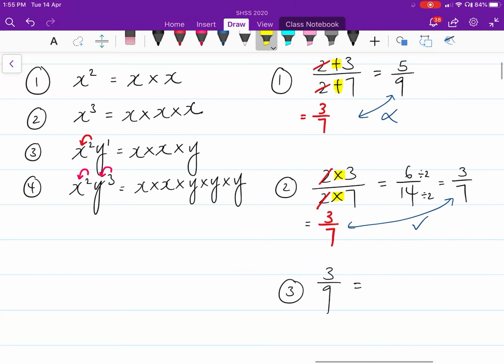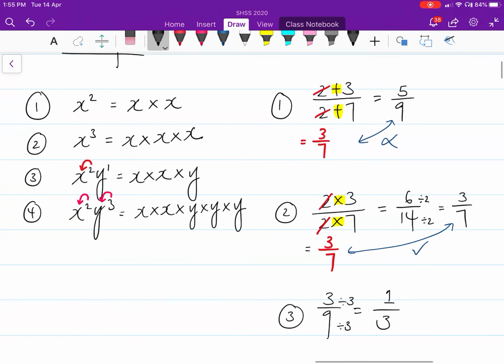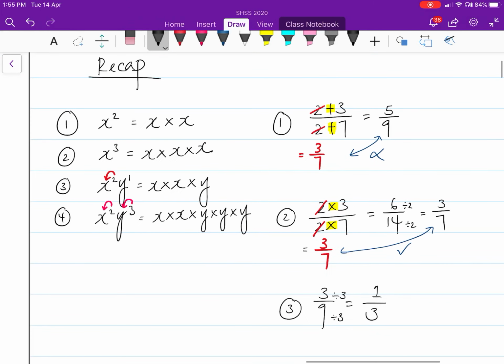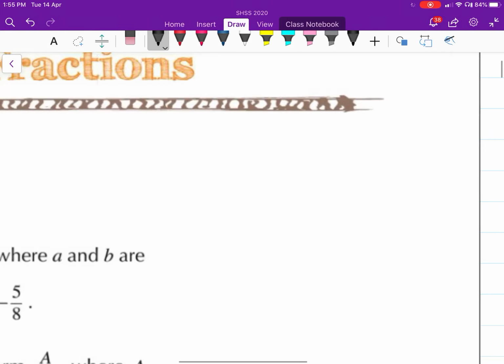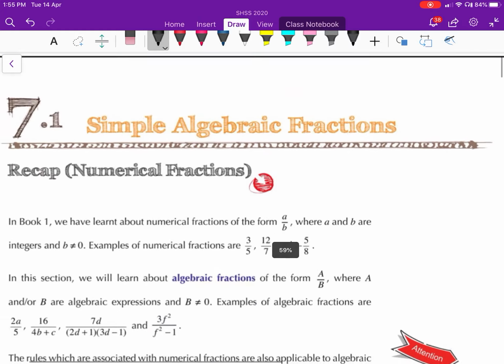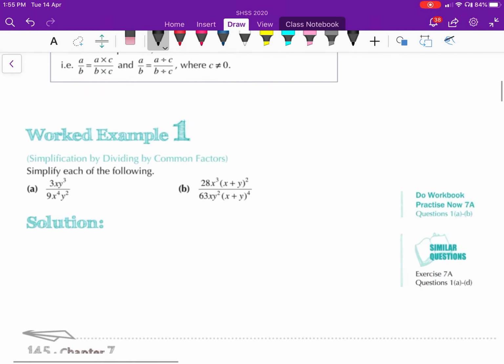So if I have 3 over 9, a normal fraction like this, how do I simplify this fraction? All I need to do is divide by the common factor, which is divide by 3, and I'll get 1 over 3. If you need time to absorb what I just said, you can pause the video now and think about this. I'm going to go into work example number 1 for simple algebraic fractions.